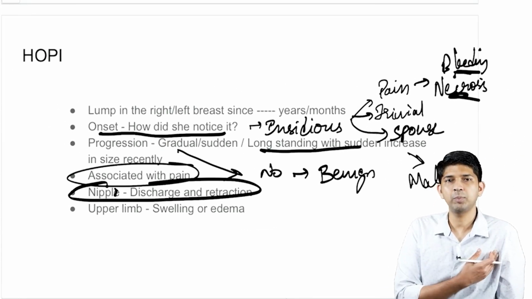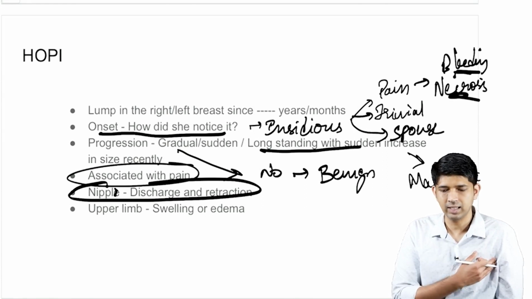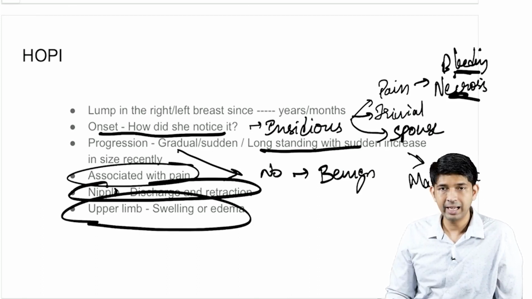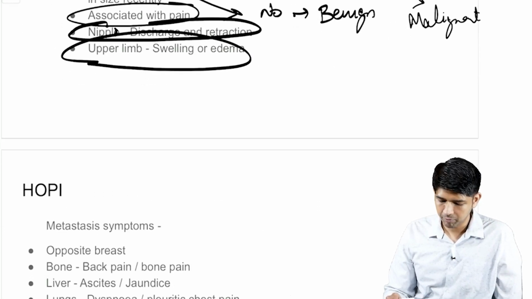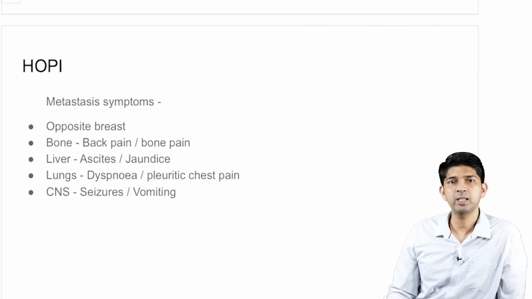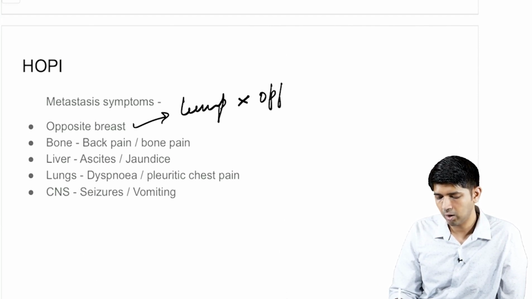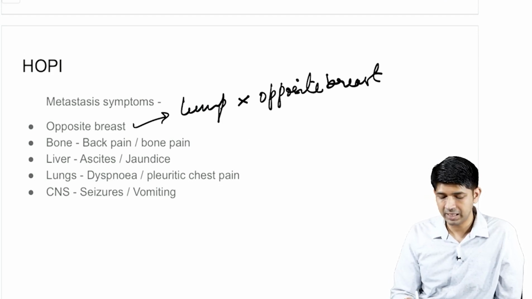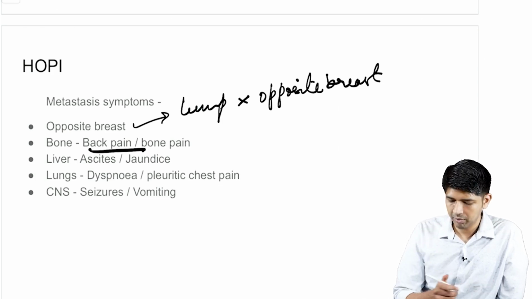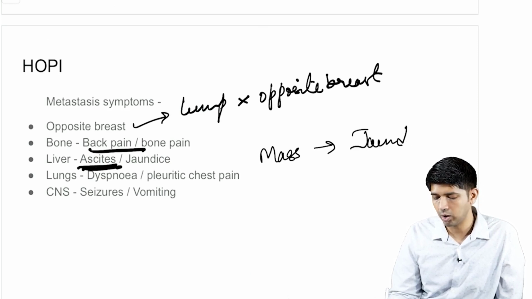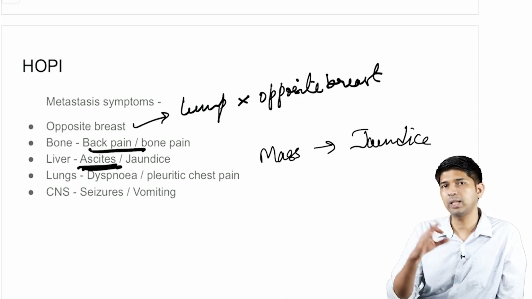Next, we said after you ask about swelling in the neck and the axilla, you're going to ask about swelling of the upper limb. Okay, whether there is any edema, which will tell you if the patient is having lymphedema. Next, with respect to metastasis, whether there is any lump in the opposite breast, and with respect to the skeletal system, whether the patient is having back pain, and with respect to the liver, we've already discussed either ascites or a mass in the abdomen, and only at a later stage will the patient have jaundice. Okay, so don't say jaundice first, jaundice has to come last.